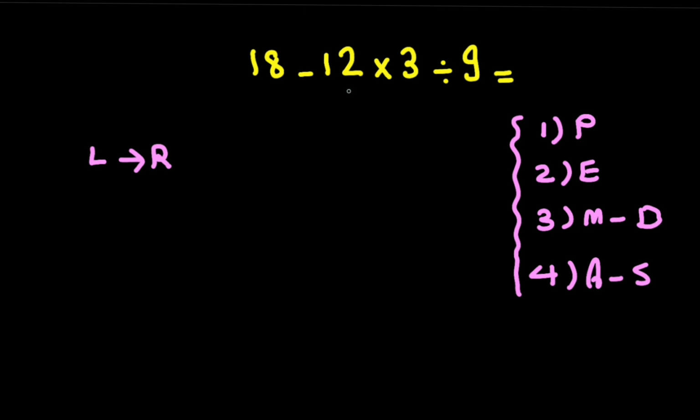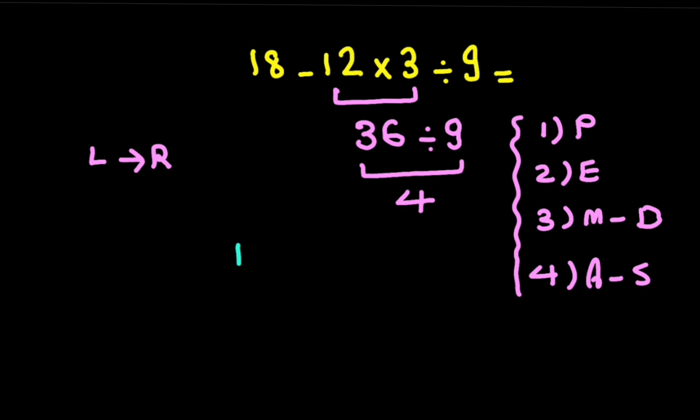Now, 12 times 3 gives us 36. Now, 36 divided by 9 gives us 4. Now, let's rewrite the expression. 18 minus 4. This expression is equal to 14. The final answer is 14.